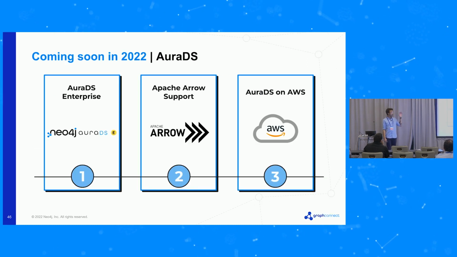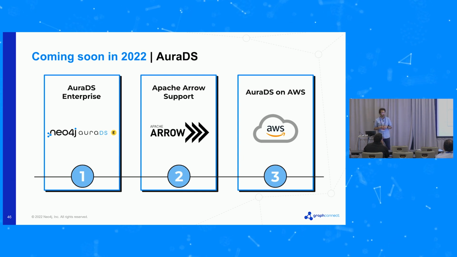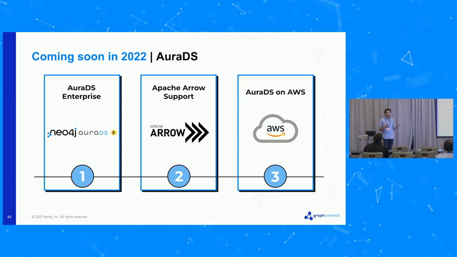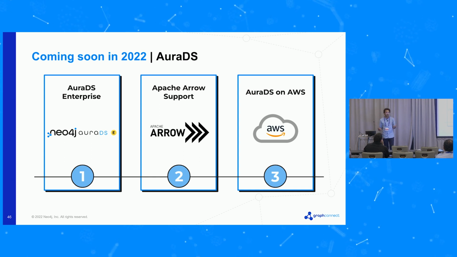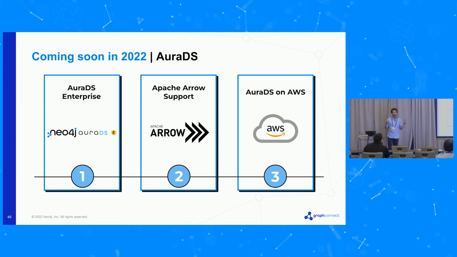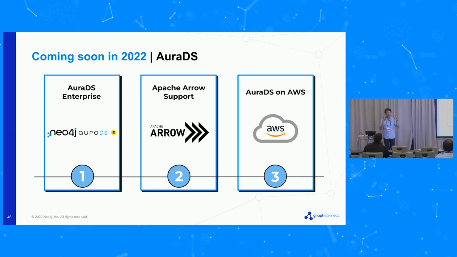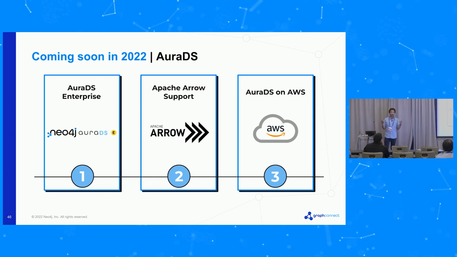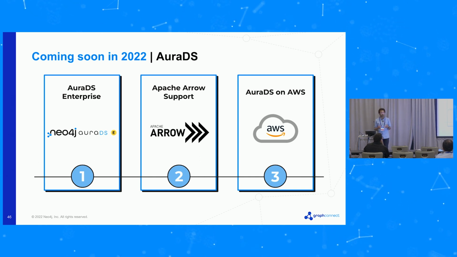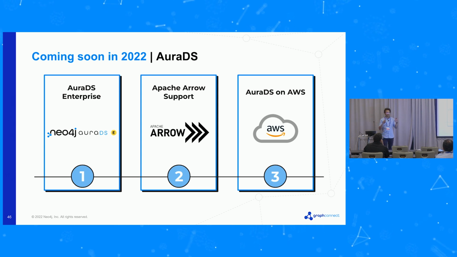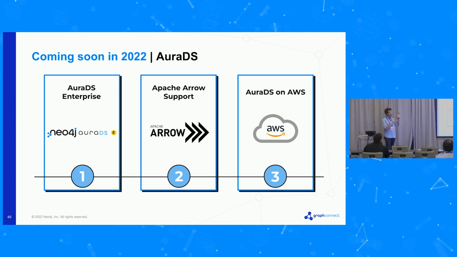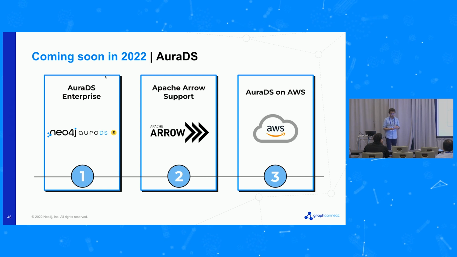So what's coming soon in 2022? Obviously, AuraDS Enterprise, we're hoping to launch that Q3. And then Apache Arrow support. You saw the Arrow demo today in the keynote. We just need a little bit of time to get that sorted out in the Auraverse. So we'll be hopefully launching that next quarter as well. And we're looking to do AWS as well, so that'll be Q3. So hopefully, fingers crossed, everything going well, you'll see all these 3 things out next quarter.